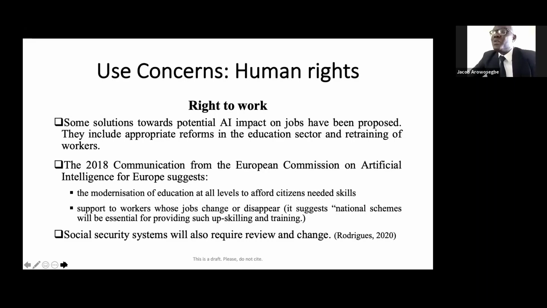They include appropriate reforms in the education sector and retraining of workers. The 2018 communication from the European Commission on Artificial Intelligence, for example, suggests, one, modernization of education at all levels to afford citizens needed skills, and two, support for workers whose jobs change or disappear through national schemes which would provide upskilling and retraining programs. And then social security systems also need to be reviewed to address these rights that may be infringed.